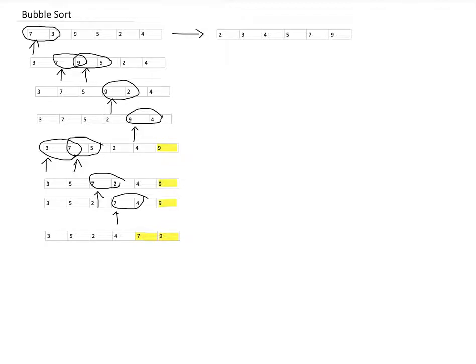Then we will restart our pointer to the first location. We'll compare 5 and 3. No change again. Then we are going to compare 2 and 5 after moving the pointer to the next location. When we compare 2 and 5, 5 is larger than 2. So we have to swap. So 3, 2, 5, 4, 7, 9. Let's color these guys. Make them nice. Okay.